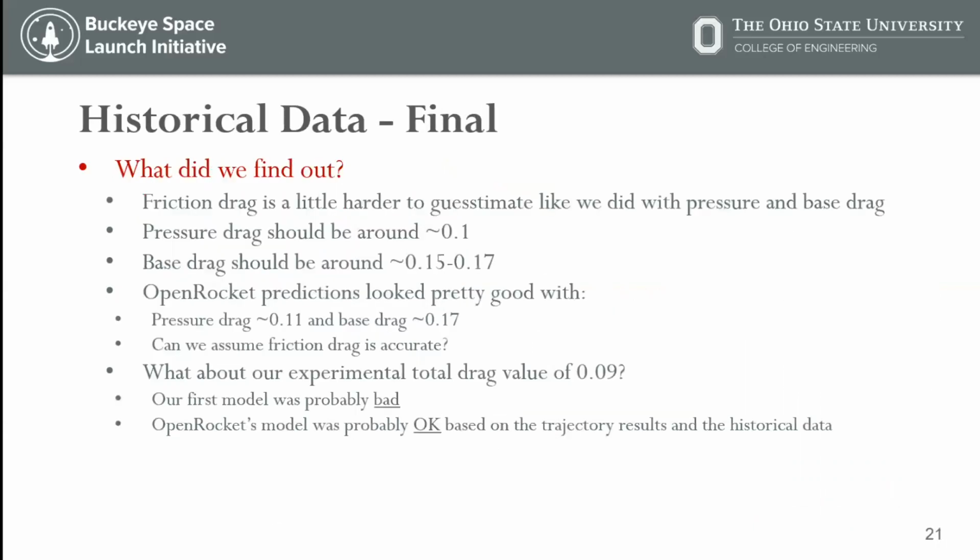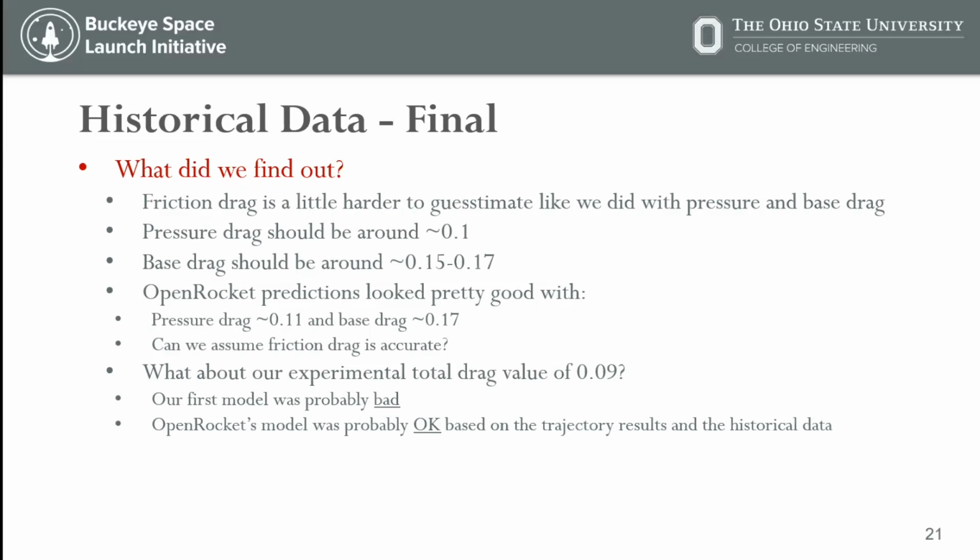Moving on, finishing up the historical data discussion. So what did we find out? Friction drag is a little harder to guesstimate, like we did with the pressure and base drag. We didn't really plug in any formulas to find those drag coefficients. We just estimated based on that data. I believe in the textbook there are curve fits to those, so if you had something a little more concrete to play with, you could plug it in and directly find something. We found that our pressure drag should be around 0.1. OpenRocket suggested 0.11. Base drag should be around 0.15 to 0.17. OpenRocket suggested 0.17. So it looks like OpenRocket was doing pretty well for those predictions.